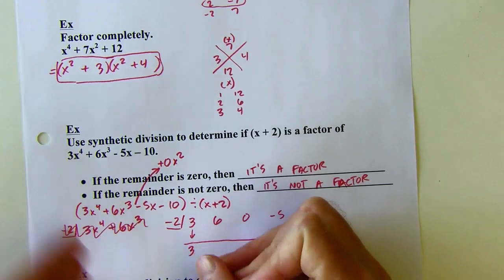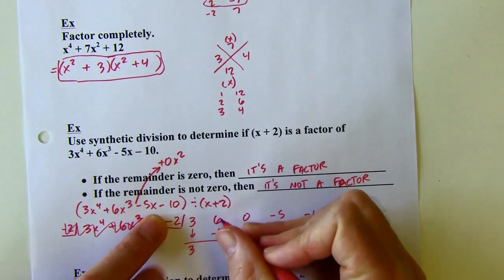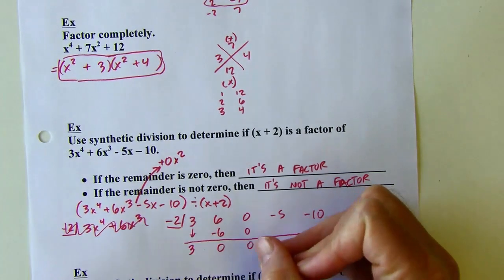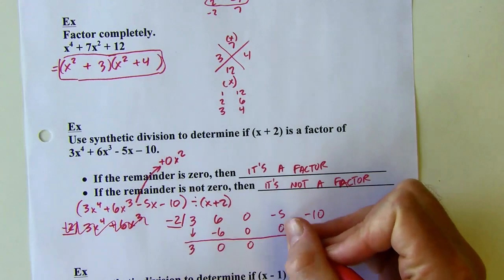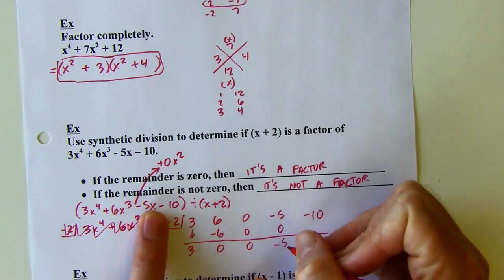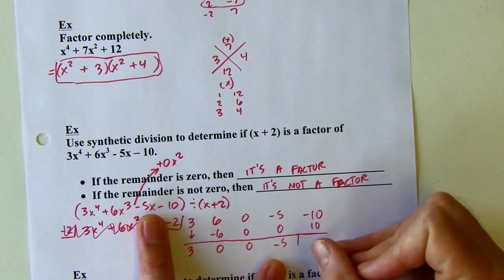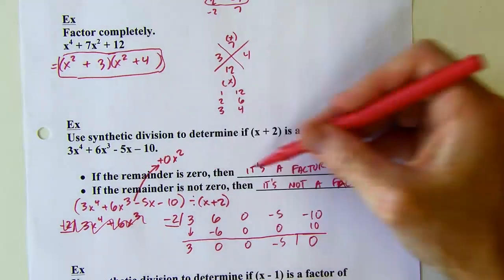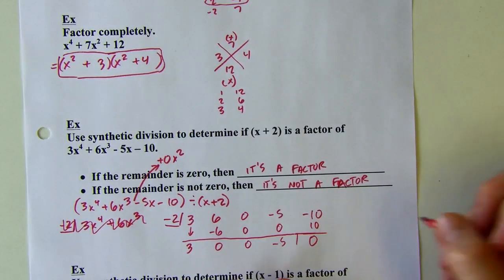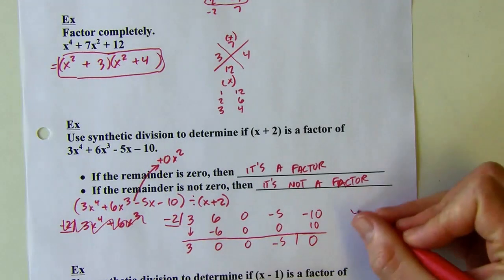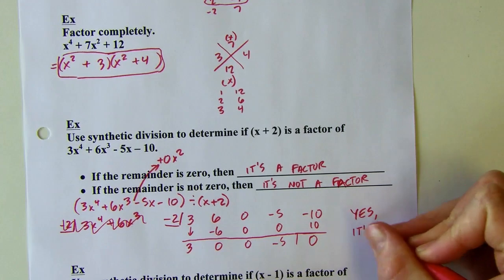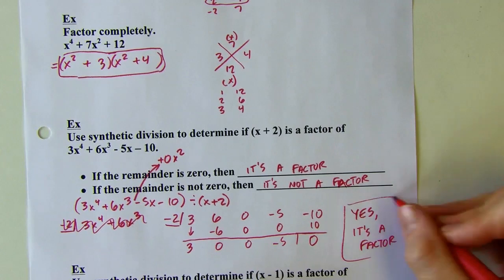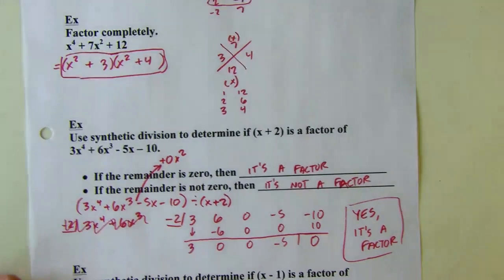So I'll pull down a 3. -2 times 3 is -6. 6 plus -6 is 0. -2 times 0 is 0. 0 plus 0 is 0. -2 times 0 is 0. -5 plus 0 is -5. -2 times -5 is +10. Add those up, and hey, I got a remainder of 0. So that means if the remainder is 0, it's a factor. So my answer is yes, it's a factor. If I get anything other than 0, my answer is going to be no, not a factor. Okay? So I'll just answer the next one as yes or no.